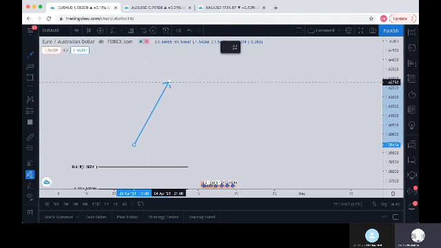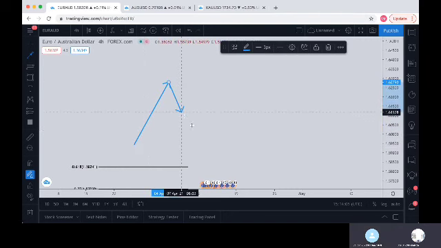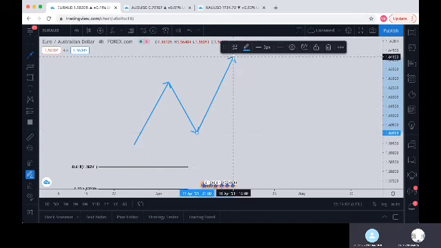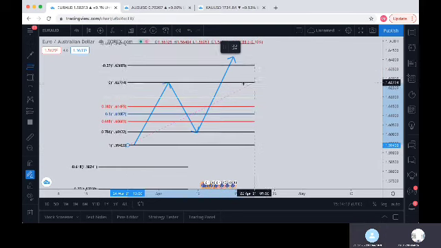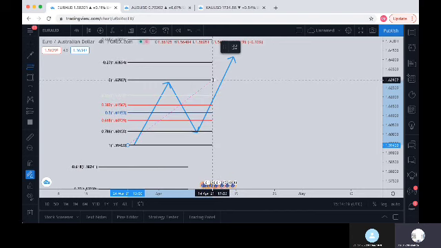So if you have your move here, and then you have your pullback, and then you have your new high, your Fibonacci should always be chasing the previous move, because you're trying to catch the next move. You're chasing the leg. So in this case, you have this previous leg right here.